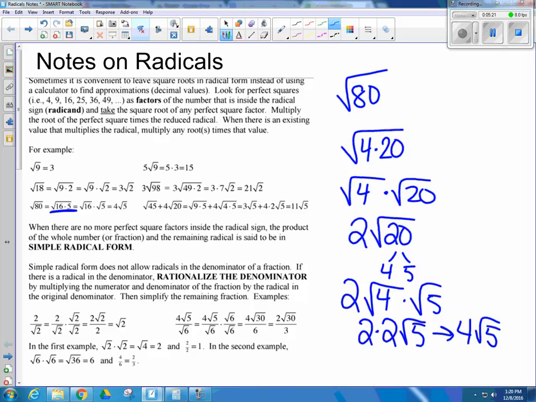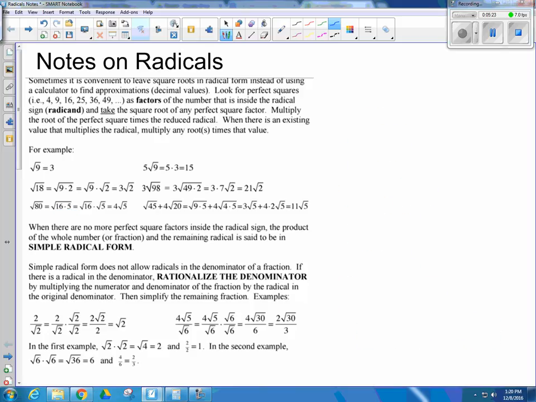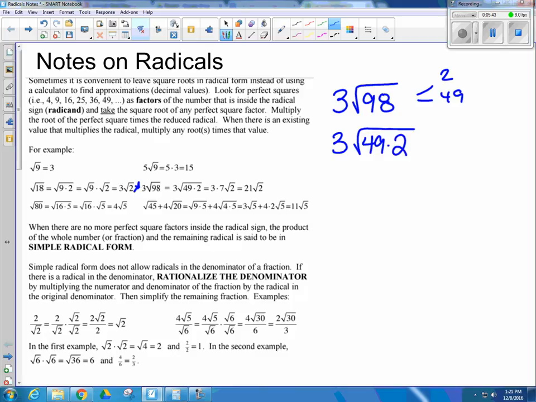Let's take a look at another example. So I'm going to look at this one right here. It's 3 times the square root of 98. So square root of 98, I'm going to start to think, okay, does 2 go into it? Yes. That would be 2 and 49. And lo and behold, 49 is my perfect square. So it's 3 times the square root of 49 times 2. Well, I can separate those square roots. It's still the same thing. Square root of 49 times the square root of 2 is still the same as what's up over here.